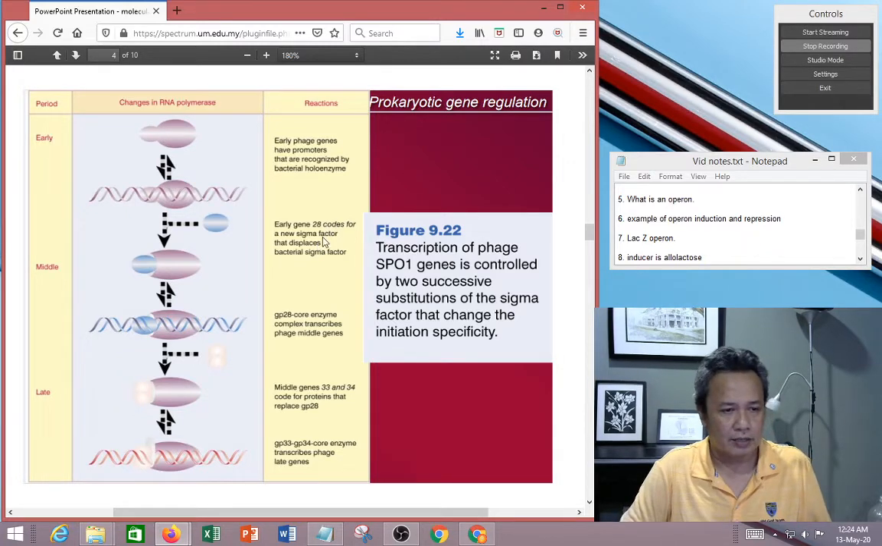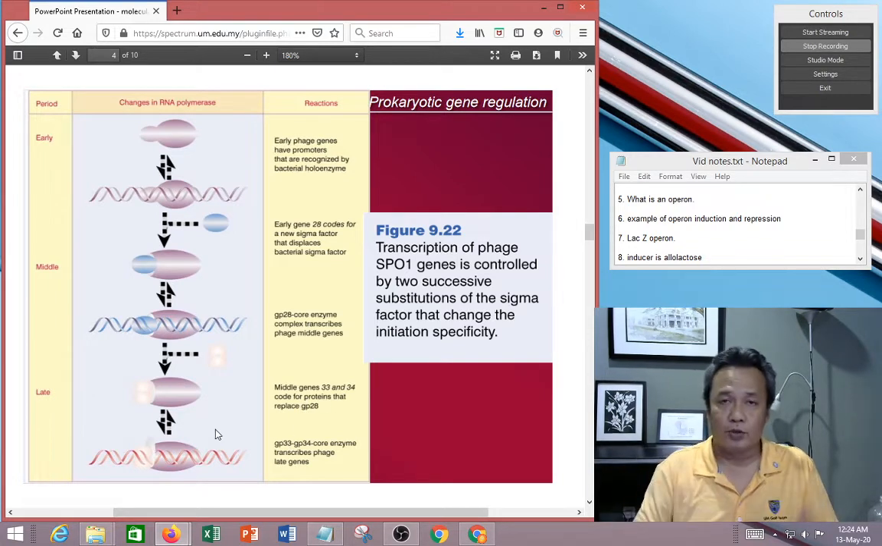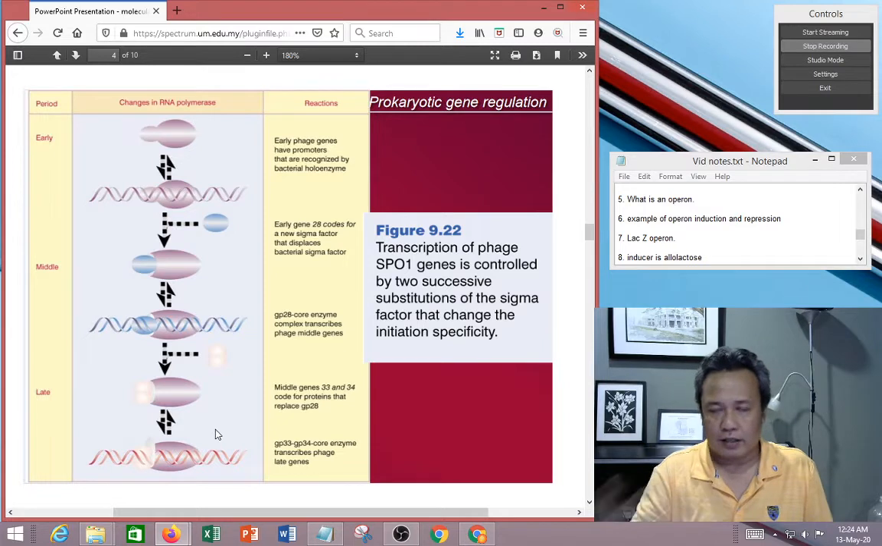So here gene 28 codes for a new sigma factor that displaces the bacterial sigma factor. Gene 28, GP28, this sigma factor, core enzyme complex transcribes middle phage genes, and then this produces even more sigma factors. So middle genes 33 and 34 code for proteins that replace GP28. This is also a sigma factor, and then this sigma factor will produce even more other genes as well.